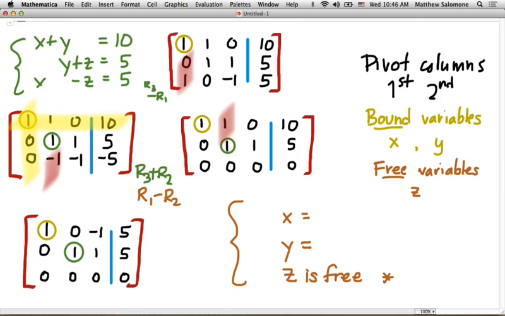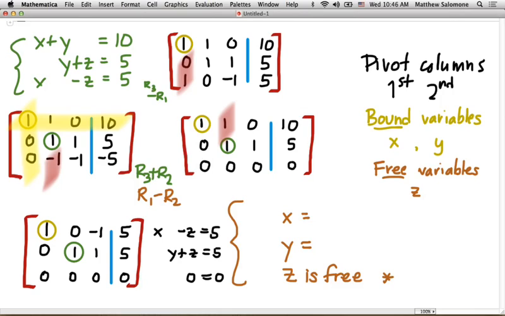Let's translate that back to equation form. X minus Z is equal to 5, and Y plus Z is equal to 5. But then this third equation is 0 equals 0. What does that tell us again? This was group A from yesterday? No, sorry, this was group B from yesterday.